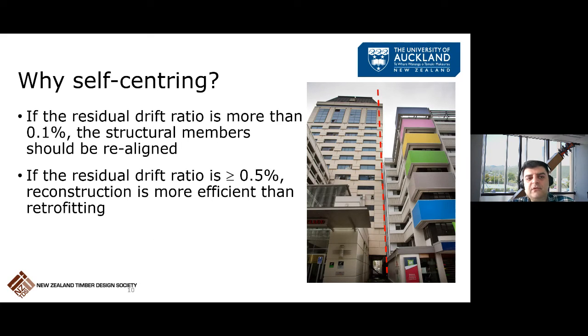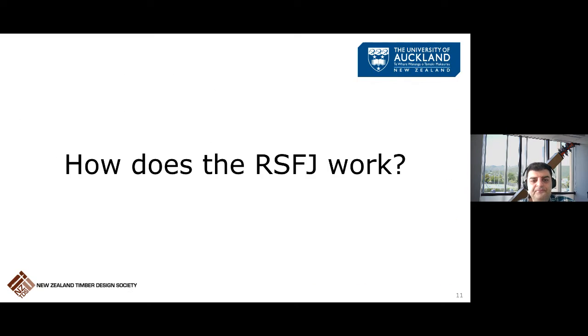Before we continue, a note on why we need self-centering. There has been research and field studies in different countries around the world that if the residual drift ratio is more than 0.1%, probably the structural members should be realigned. And this was a key observation from Christchurch. And also the overseas studies show that if the residual drift ratio is more than 0.5%, reconstruction may be more economical. So recentering is an important aspect of design.